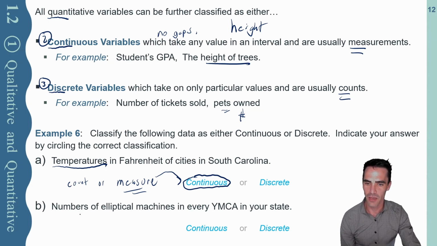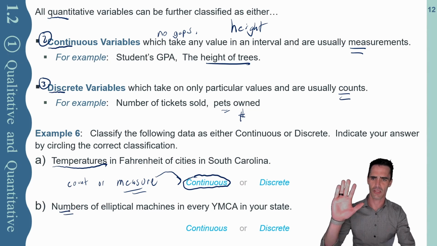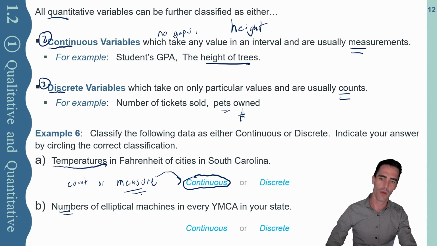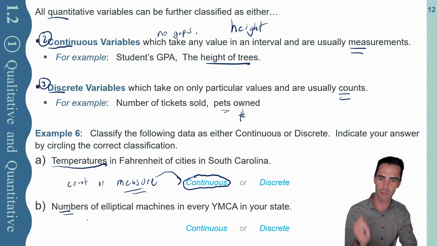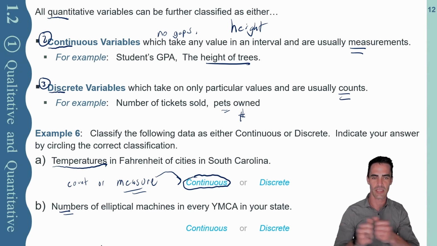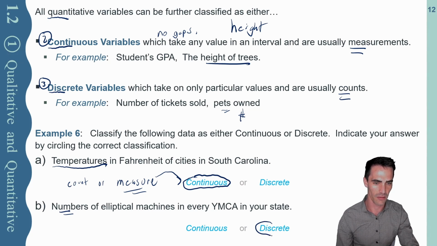Next up, we have numbers of elliptical machines in every YMCA in your state. Number, again, big question to ask, is it something that's counted or measured? Well, we can't somehow have half of an elliptical, or measure it with some kind of yardstick or thermometer for temperature. Number, that's going to get us into discrete.